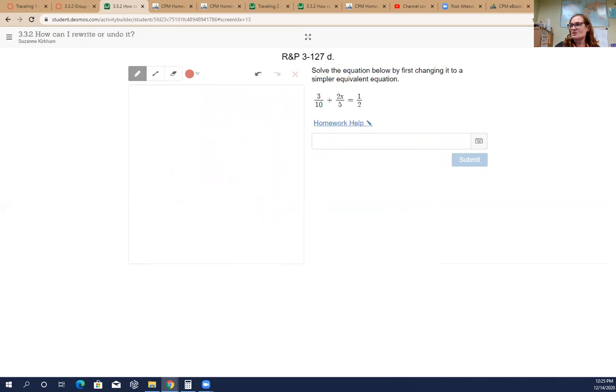Okay, page 13. All right, we've got 3/10 plus 2x/5 equals 1/2. What can we multiply everything by so that we get rid of our fractions? The denominators we have are 10, 5, and 2. 50 is a good one. What's a smaller one that we could use?